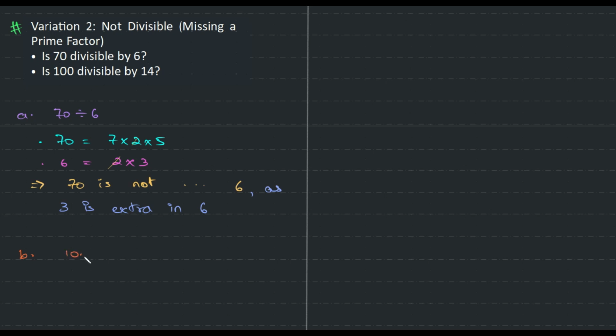So is 100 divisible by 14? First thing is 100 can be written as 2 into 50, 2 into 25, 5 into 5, while 14 can be written as 2 into 7. So on tallying, we have 2 and 2, but not 7 and 7. So same thing, not divisible, 7 extra. I'm writing it in a short manner.